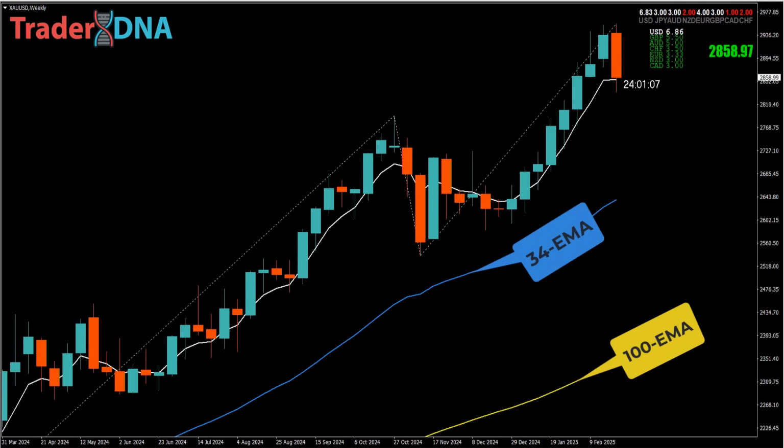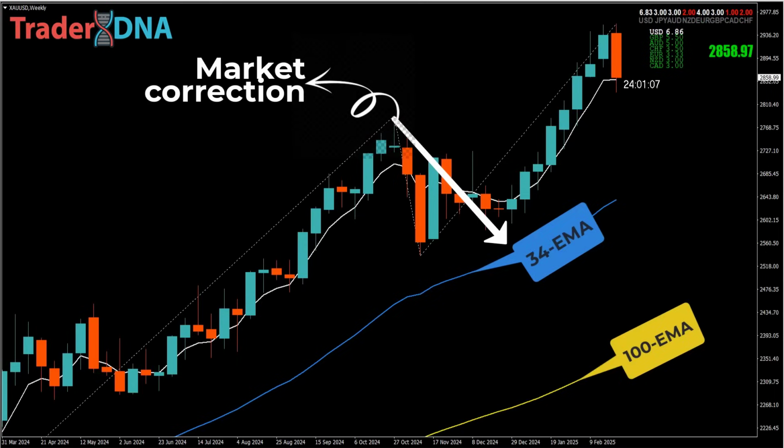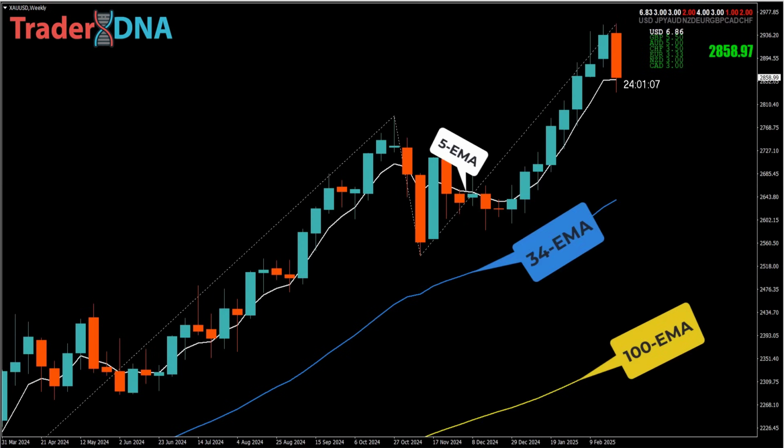Now, check this out. Price was climbing, but then it started pulling back. That's a classic market correction, and here's something important to notice. During this phase, price tends to close below the 5 period EMA. But here's where things get exciting. When price finally closes above the 5 period EMA, that's our buy signal. That's the moment traders look for, and as soon as the next candle opens, that's our entry point for a buy trade. Simple, effective, and powerful.